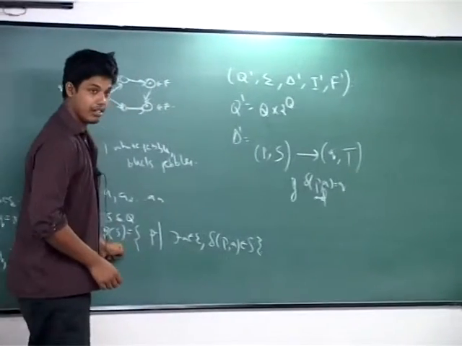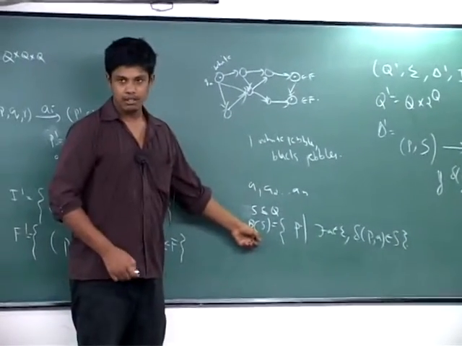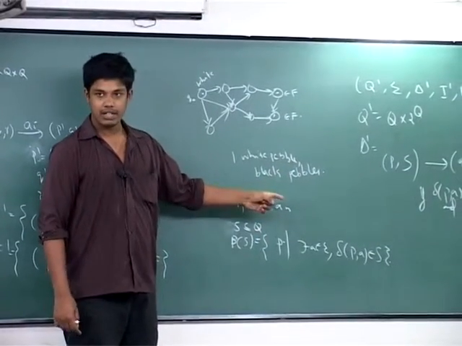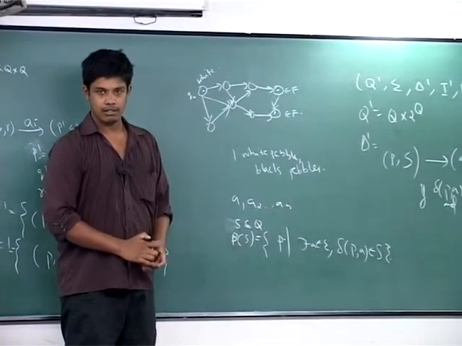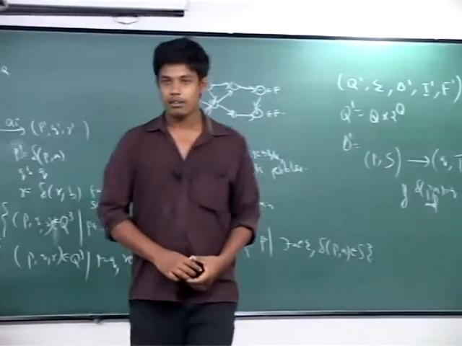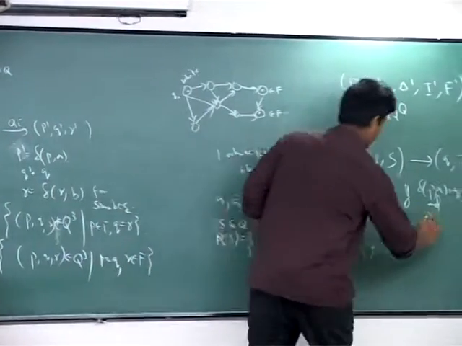Make use of this definition. B of S, make use of this. What is the relationship between S and T? B of S equals T.